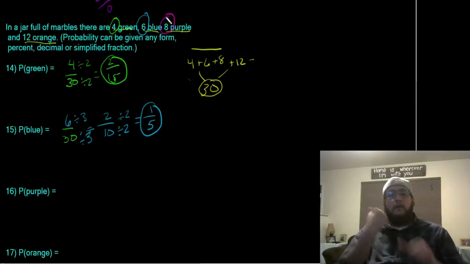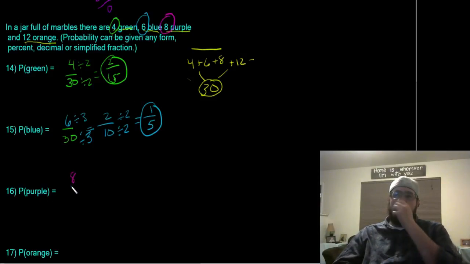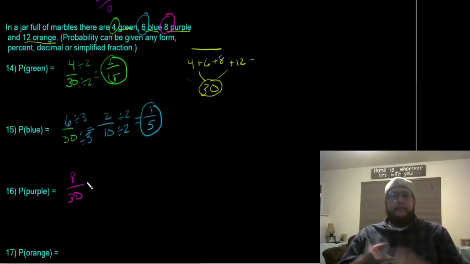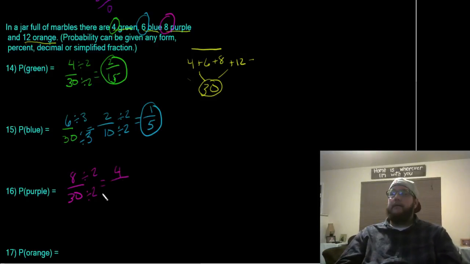So we've got 8 purple marbles, and again, we have the 8 over 30, the same denominator. That's still our total. And these are both even, so let's go ahead and start with dividing these by 2. 8 divided by 2 is 4. 30 divided by 2 is 15. And there are no numbers that go into either of these, so we're done there.